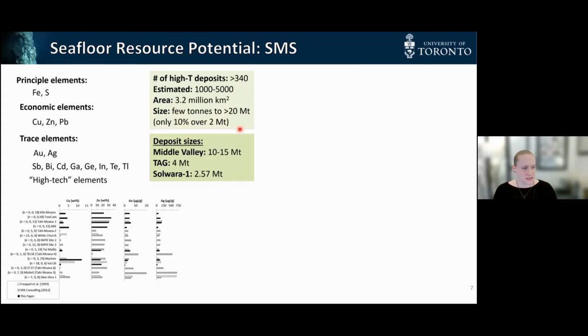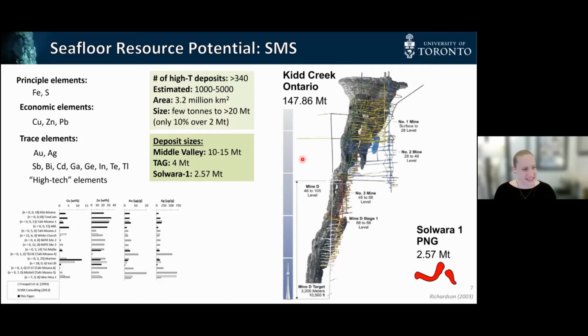The size ranges from just a few tons to over 20 million tons, but very few of these are over 2 million tons. Some of the larger ones include Middle Valley, TAG, and Solwara 1. Compared to land-based resources, these things are tiny, very, very small. Here's a Canadian example, the Kidd Creek VMS mine. That's an ancient Archean version of this deposit. It's almost 150 million tons. It's the deepest base metal mine on Earth. It's more than 3 kilometers deep, and they still haven't explored the entire extent.